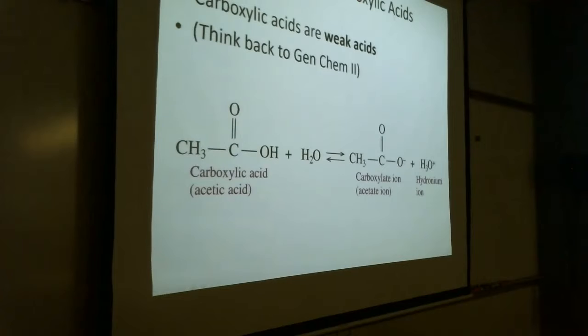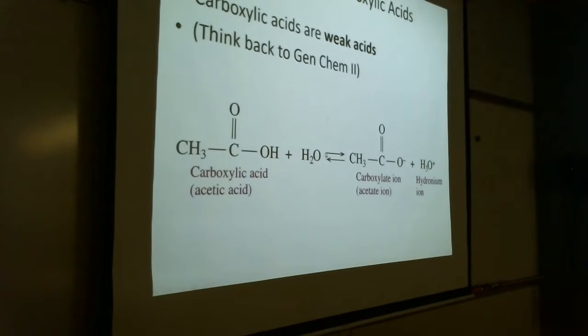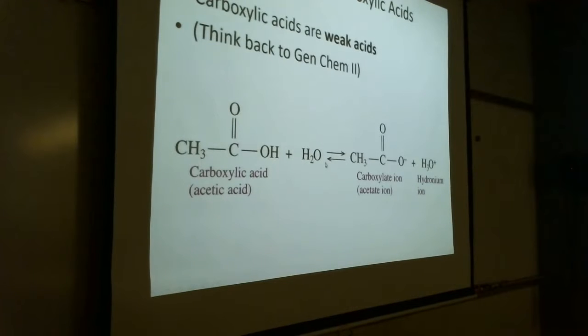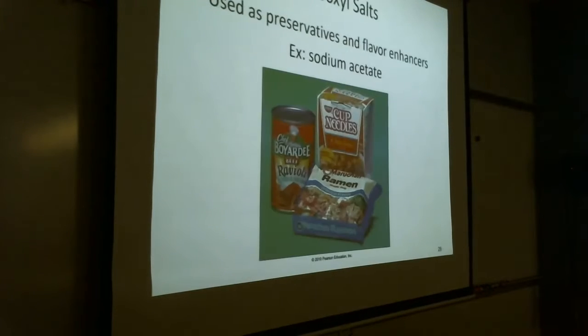Carboxylic acids are weak acids. So if you remember back to Gen Chem 2, they have weak acid properties. They do not fully dissociate. They have Kas less than 1, weak acids. These are not strong acids. They're not like nitric acid or hydrochloric acid, right? These are weak acids that don't fully dissociate.